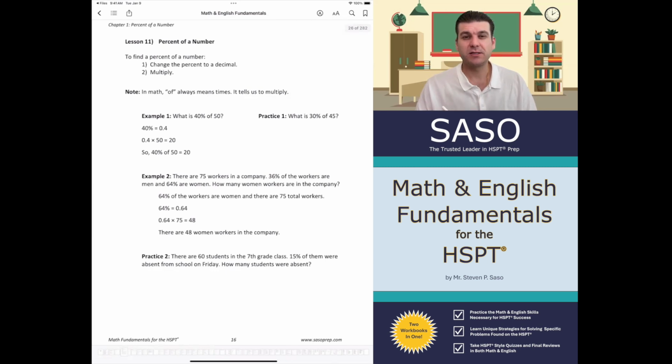So after we cover the lesson, we'll do a lot of practice problems together. This is a really important skill for the HSPT, for the quantitative subtest, and also the mathematics subtest. So really important lesson here.